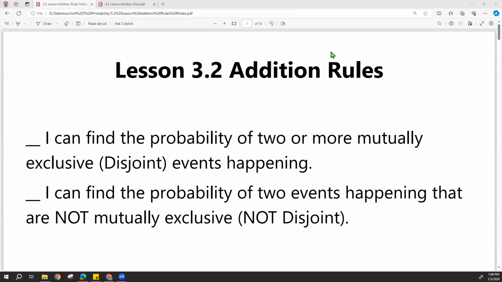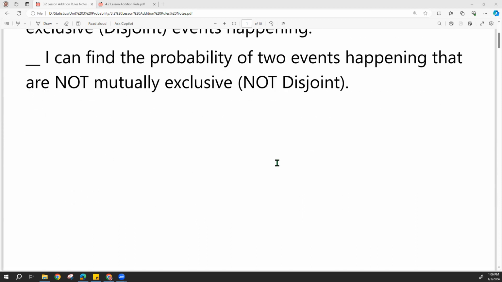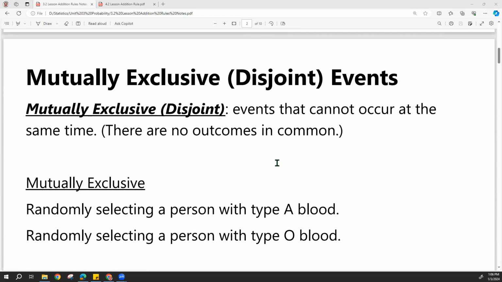Today we are going to continue talking about probability. And today we are going to talk about a special rule of probability that we call the addition rule. There are a couple of variations of it that we'll talk about. Before we talk about the rule, what we need to talk about is the idea that helps us decide which version of the addition rule we're going to use.